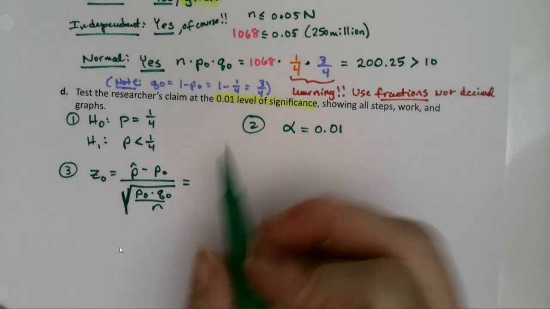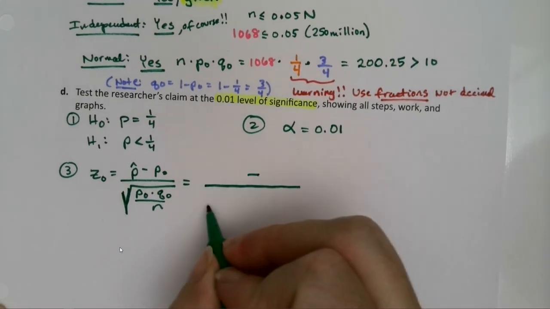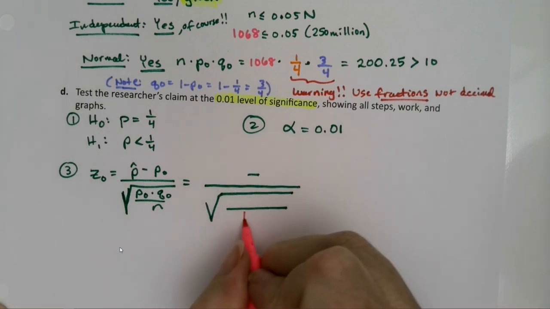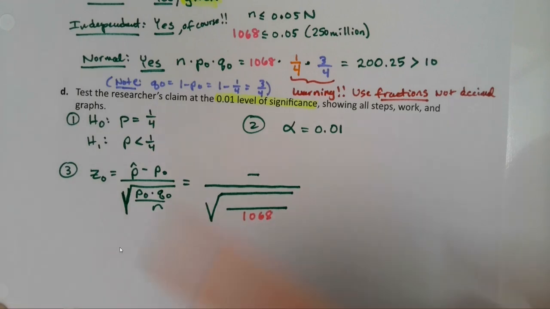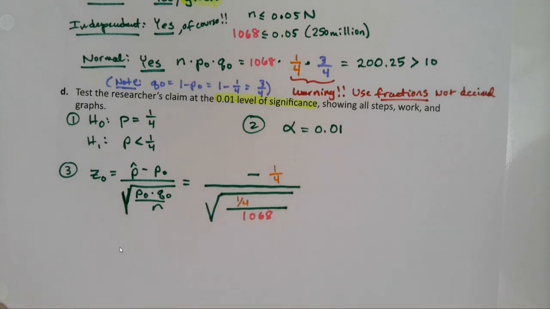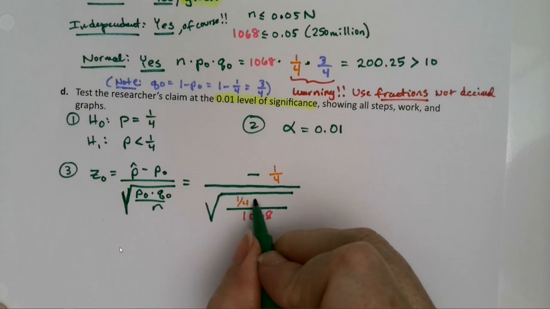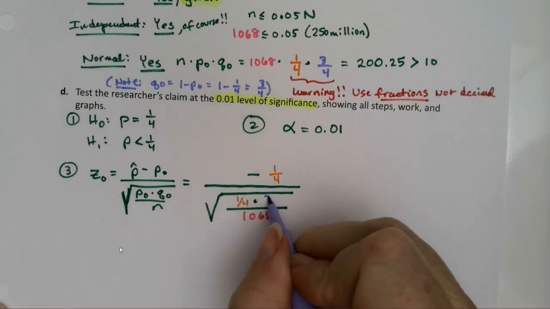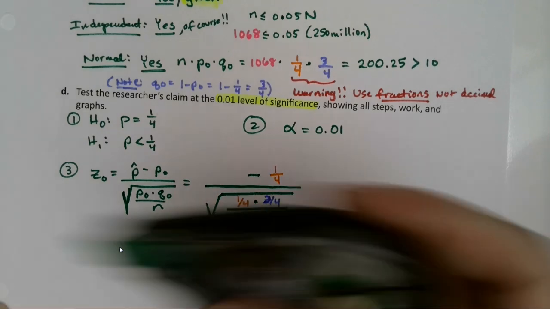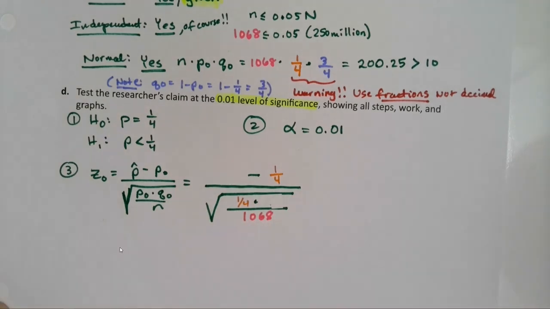Okay, so let's see here. Big square root. All right, I know that my n is 1068. I know that my p0 is 1/4, so I can put 1/4 right here and 1/4 right here. I know my q0 because I just found it. It's 3/4, so it's right there. So the only thing I have yet to find is my p hat, and once I have that, I'm good. Sorry, my 3/4 became a blob. Let me try that again. 3/4. There we go. So if I find my p hat, I'm golden.